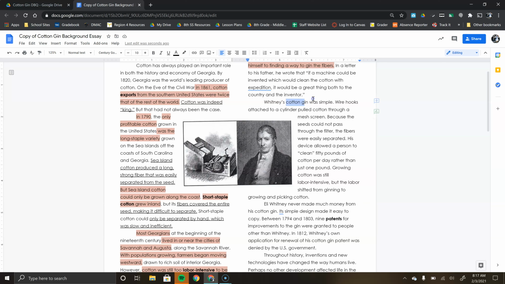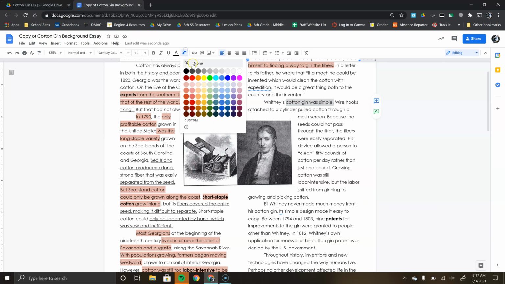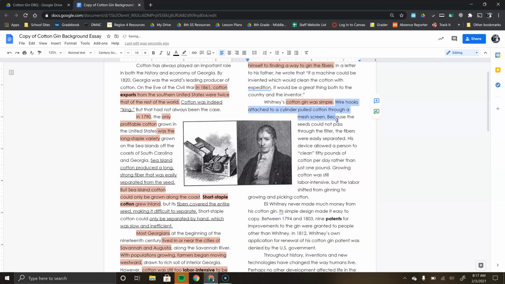So we know that this cotton gin was simple, right? And it tells us exactly how it works. So this all right here, I'm just going to underline it because this all tells us how it works. You have a little cylinder. We see it right here in this picture. You turn this gear, it pulls the fibers from the seeds. And so his device, this is important, a person can clean 50 pounds of cotton per day instead of just 1 pound. So what that does is it changes everything. This is the game changer right here for the South.